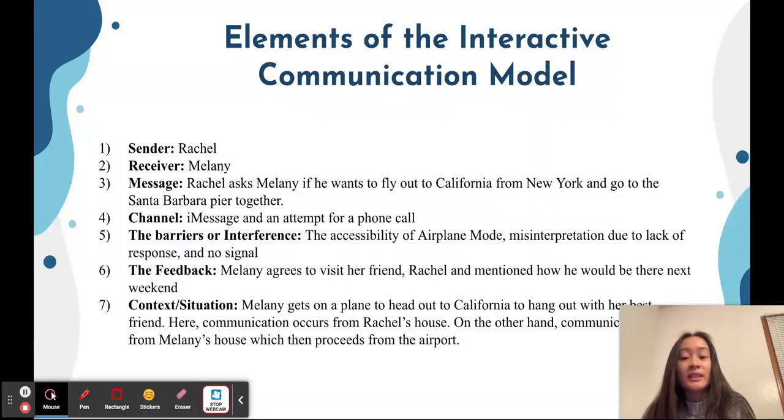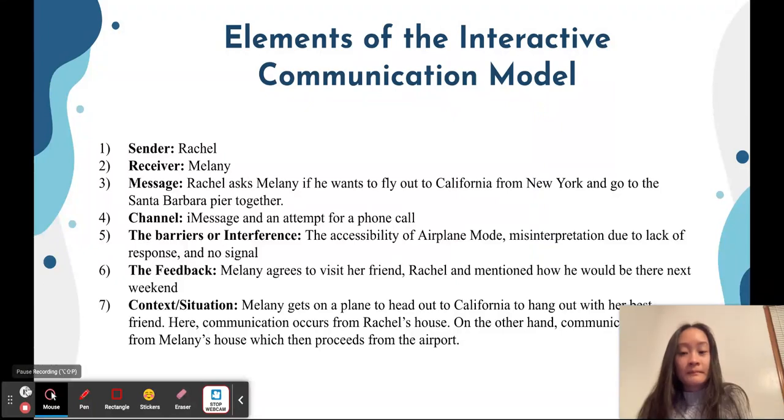The channel of the message is through iMessage, and as we can recall, Rachel attempted to call Melanie, but there was no signal. The barriers were the airplane mode, misinterpretation due to lack of response, and, like said, no signal. The feedback, we know that Melanie agreed to visit her friend. Lastly, the context: Melanie initially started from her home, but then proceeds to communicate from the airport.